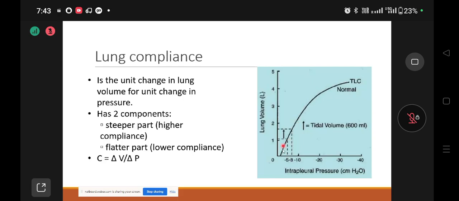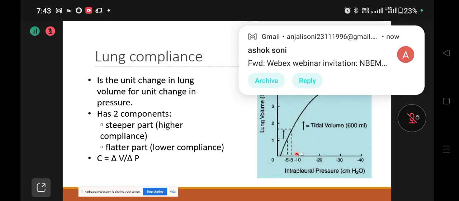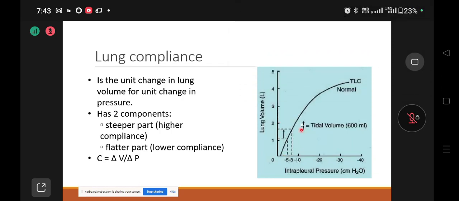A very important graph which has two parts. This is a steeper part, and the other is the flatter part of the curve. And this part is basically where we want to ventilate any child. And why is it so? Because if you see a slight change in pressures, the intrapleural pressures, your lung volume changes to a greater extent. So that means the child has a good compliance.